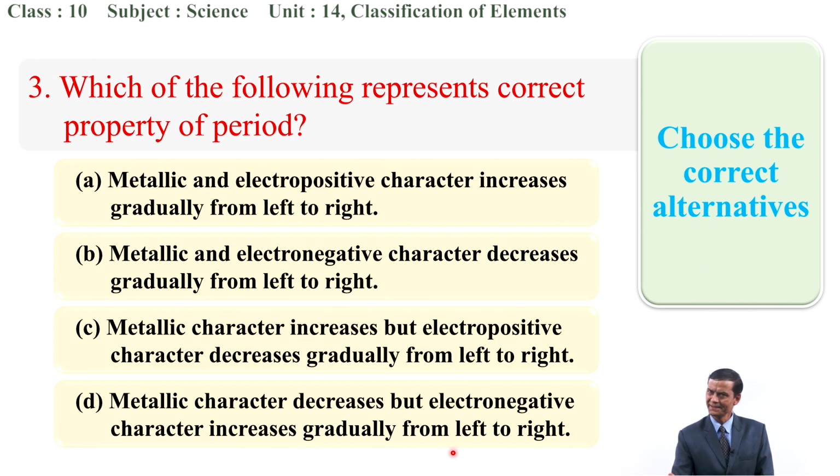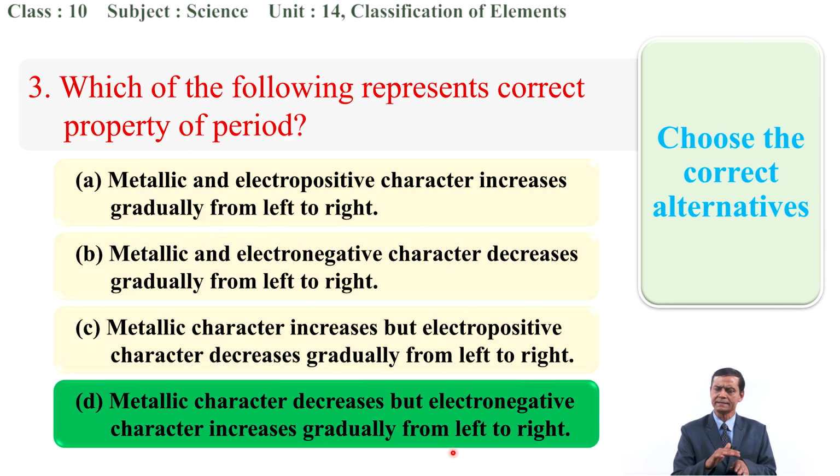Let's think. Let's check the correct option. Sure. Metallic character decreases from left to right, and electropositive character decreases, electronegative character increases gradually from left to right. Isn't it? This is the correct answer.